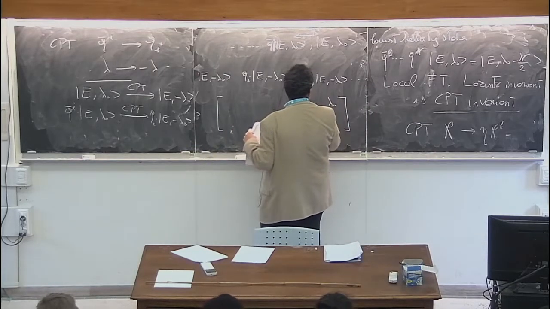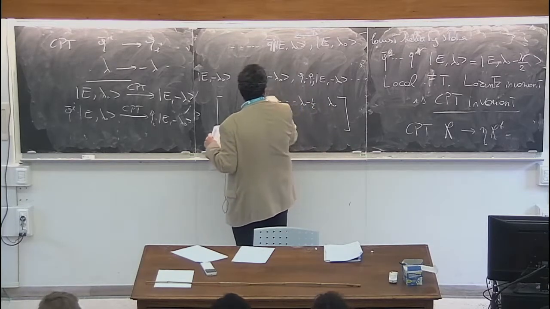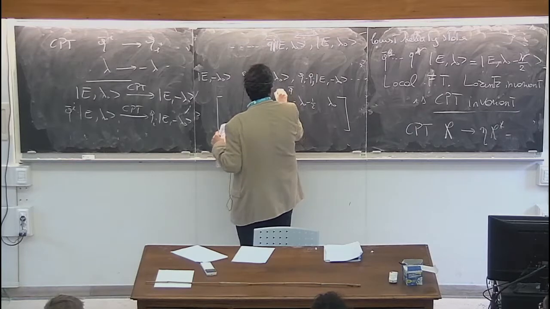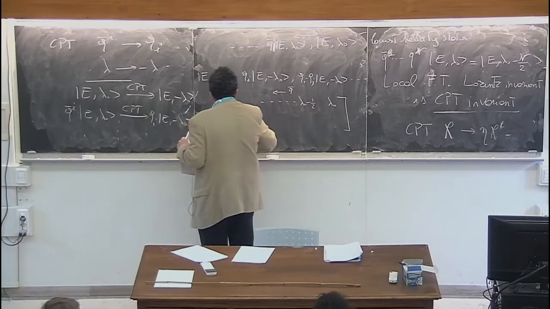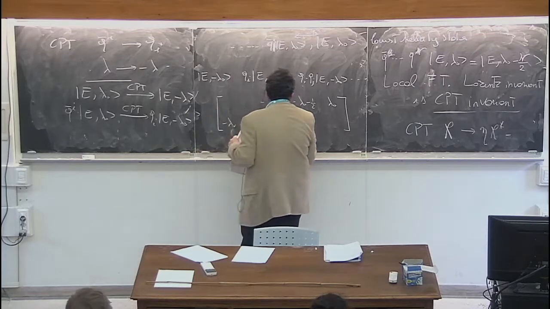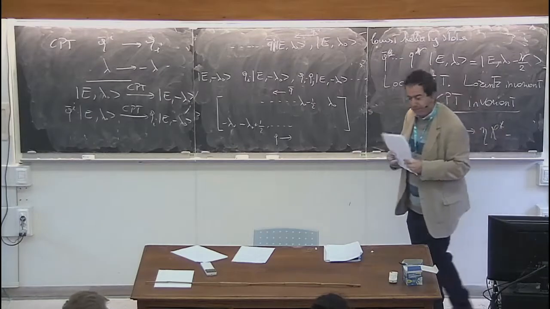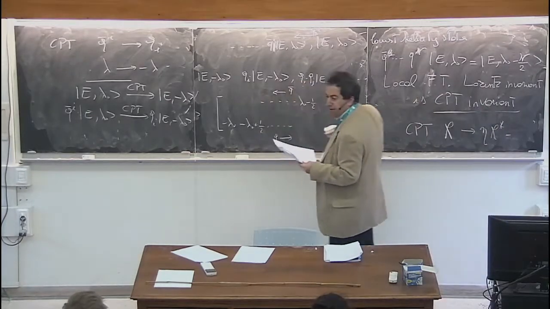So lambda naught minus 1/2, and so on, acting by means of Q bar, then minus lambda naught plus 1/2, acting by means of Q. Okay? These are the representations. Well, this is the general structure of the representation.